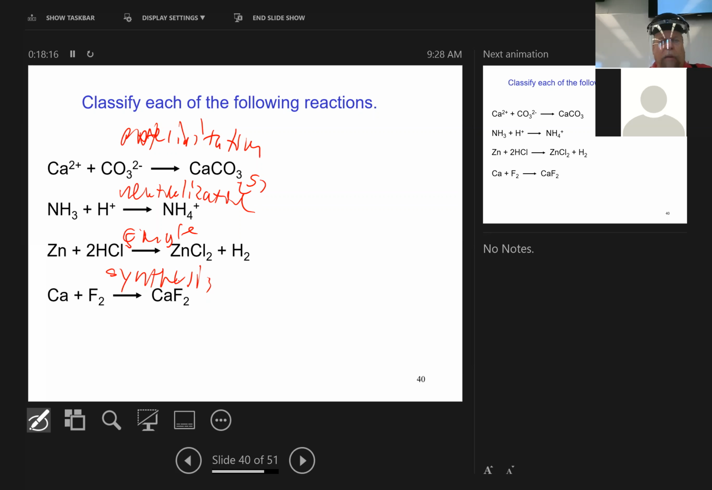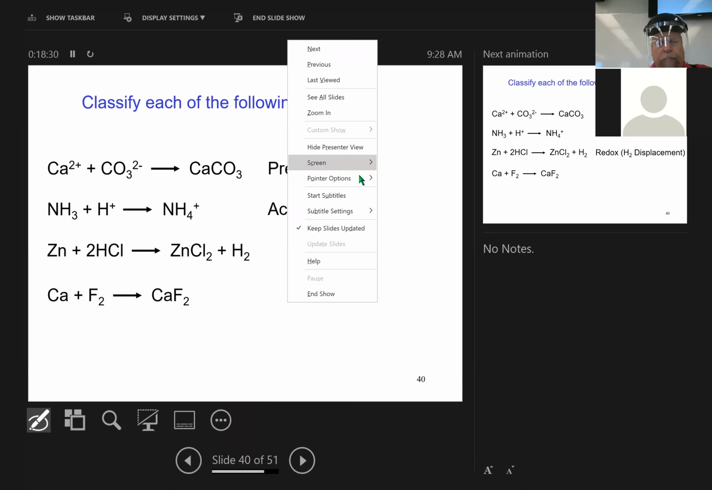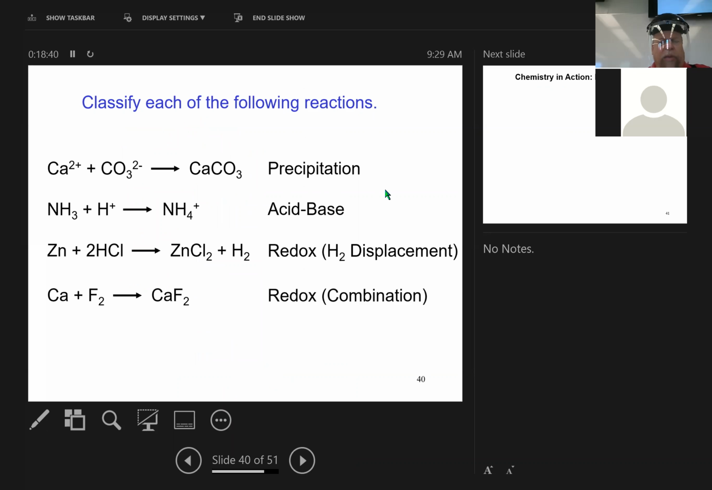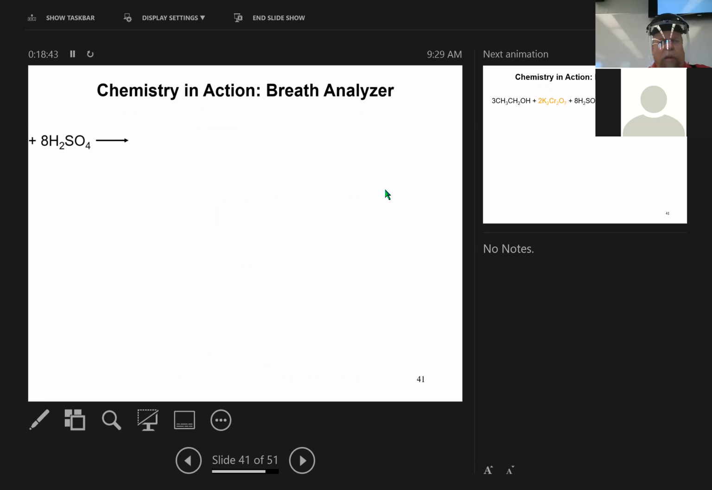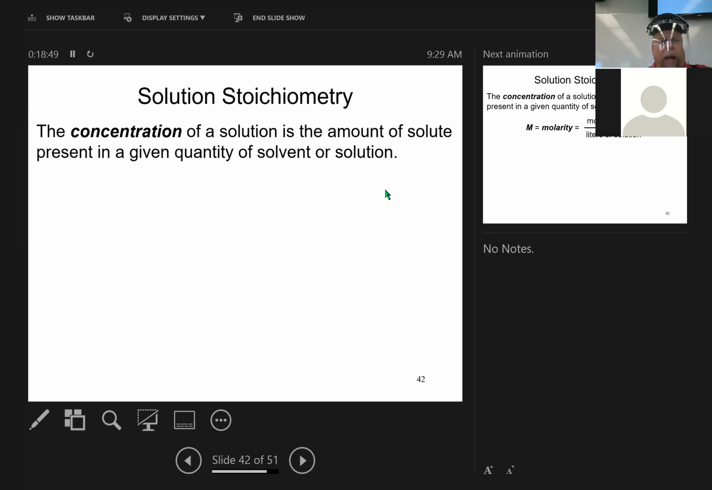Precipitation reaction, yes. Okay, sorry. My handwriting's bad, but I think the next slide says, there it is. Okay, see? Acid base. I'll just delete my writing, it messes it up. Okay, and then redox, hydrogen displacement, which I prefer to call a single replacement reaction, and this is a combination reaction or a synthesis one. Chemistry breathalyzer, and that's interesting, but not very useful. Now, concentration stoichiometry is the next part, but before I go to that, you had the question about that. So let's go back to the previous slides.